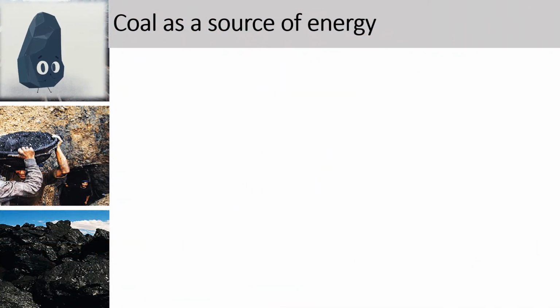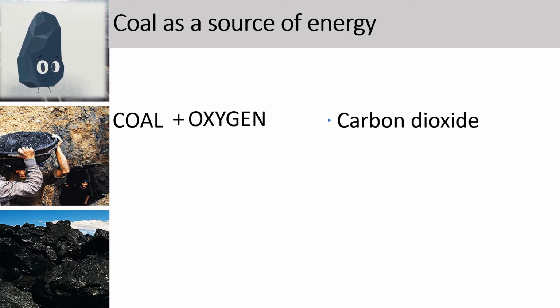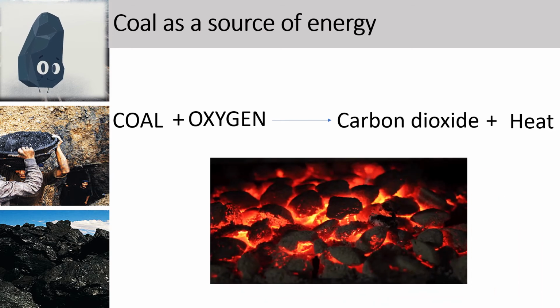And this coal is a good source of energy. Coal is mainly rich in carbon, and when it is heated in air, that is in the presence of oxygen, it burns and releases a large amount of carbon dioxide gas, and a lot of heat energy is also produced.